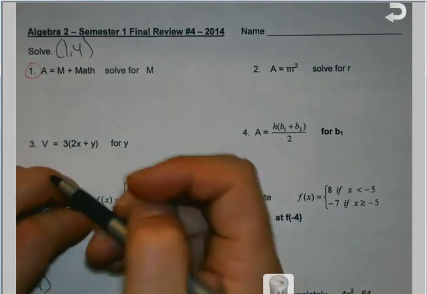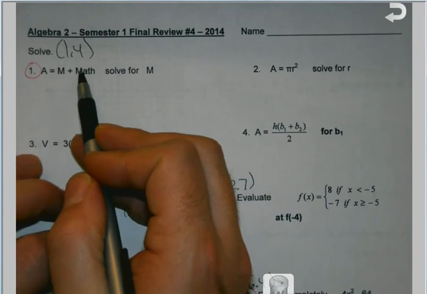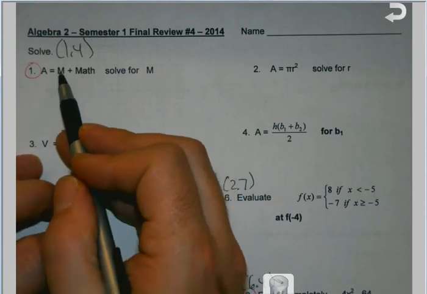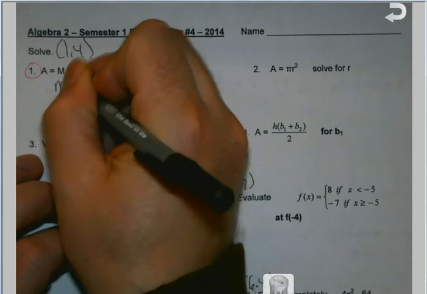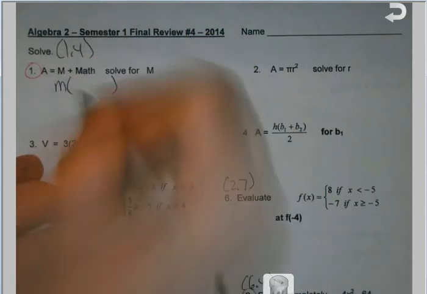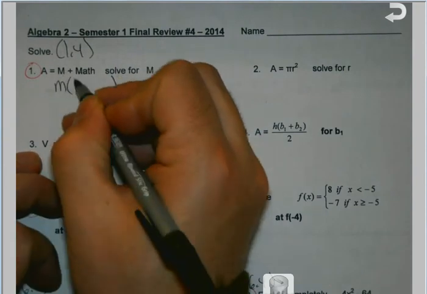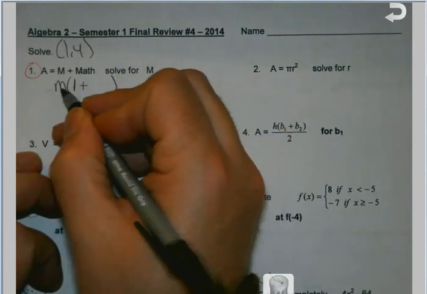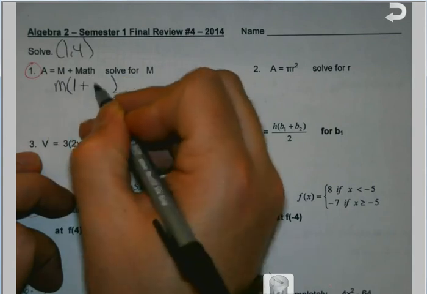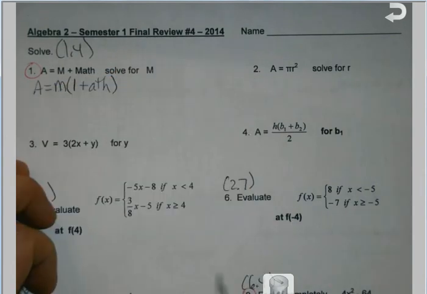So I'm trying to solve for m, but my problem is I see two m's here, and I can't have two m's if I'm trying to solve it. But both terms have an m. I can take an m out and say, okay, m times what gets me to m? 1. M times what gets me to math? Well, I already have the m, so I just need the ath. I got to be careful when I say that.